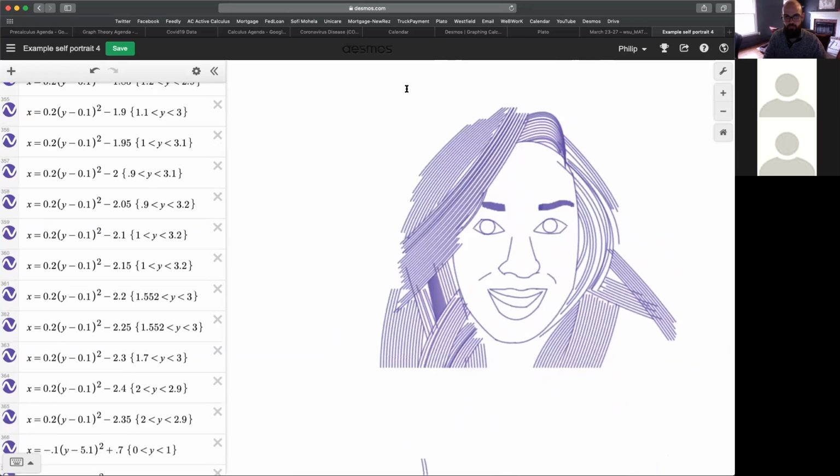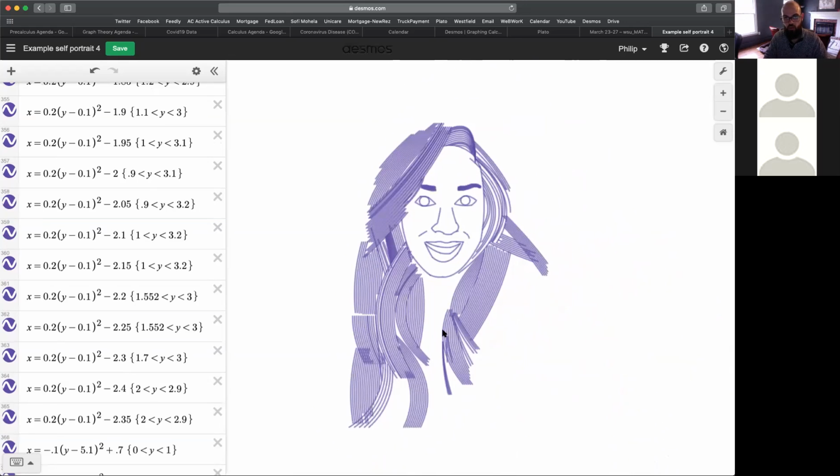Okay. Right. So this one, I think, looks pretty realistic with the hair. I think it's pretty cool. So does that help out? Yeah, I think so. All right.